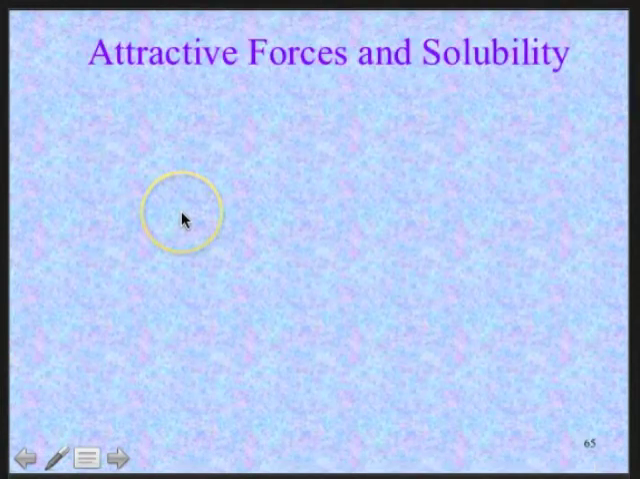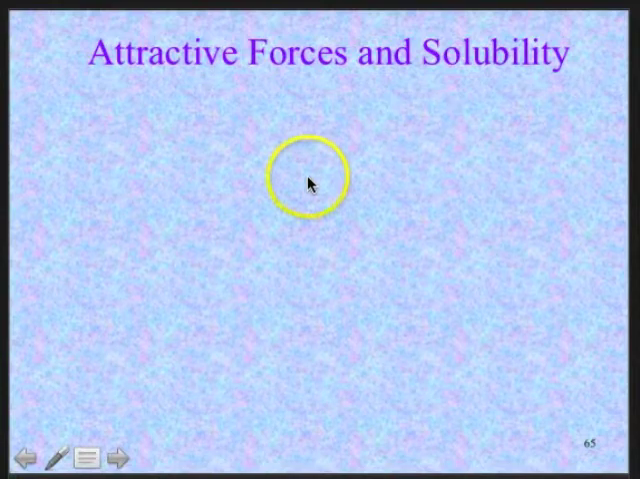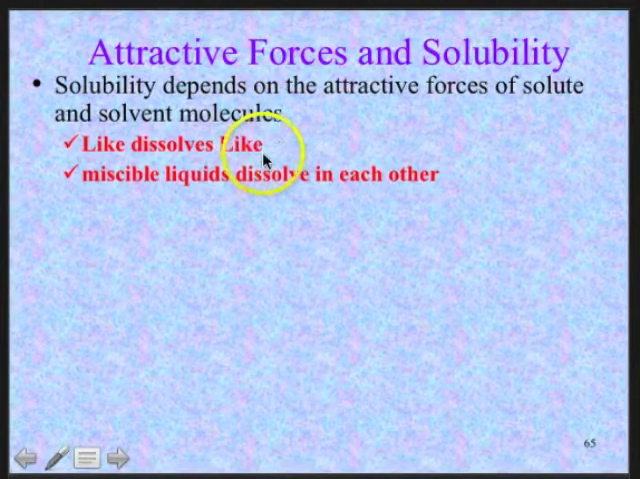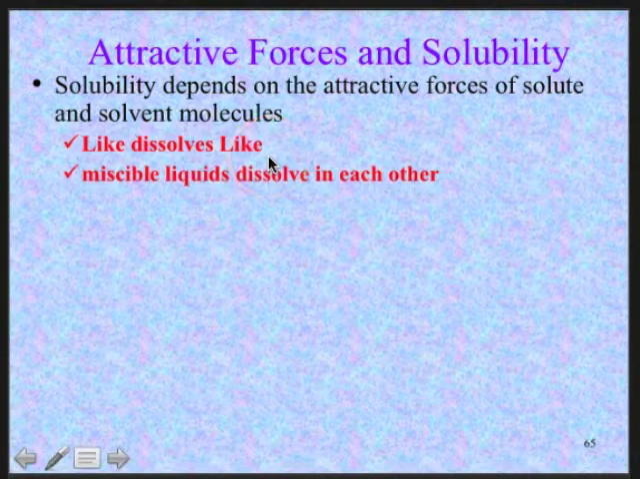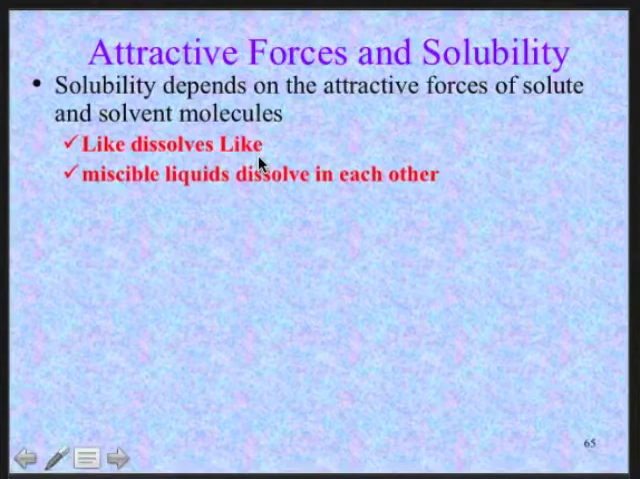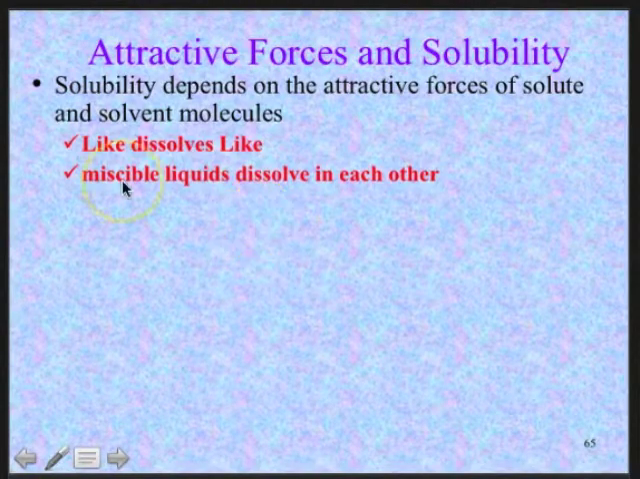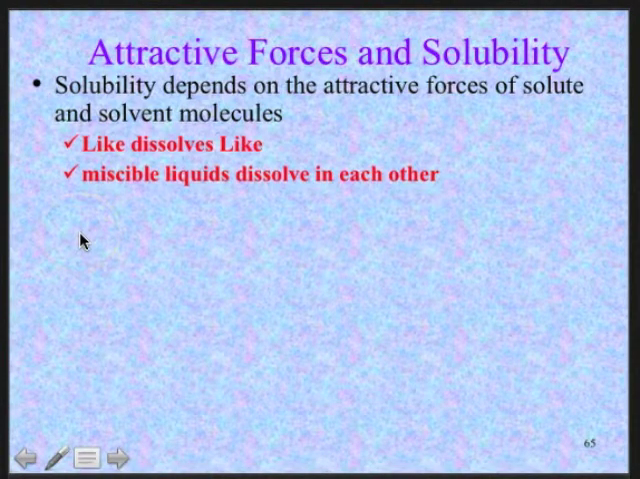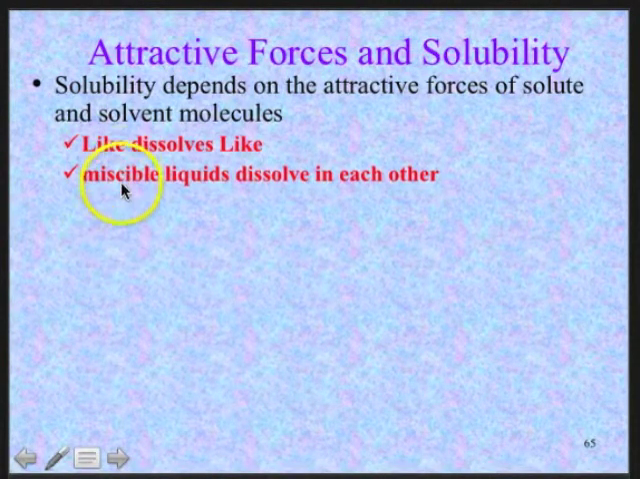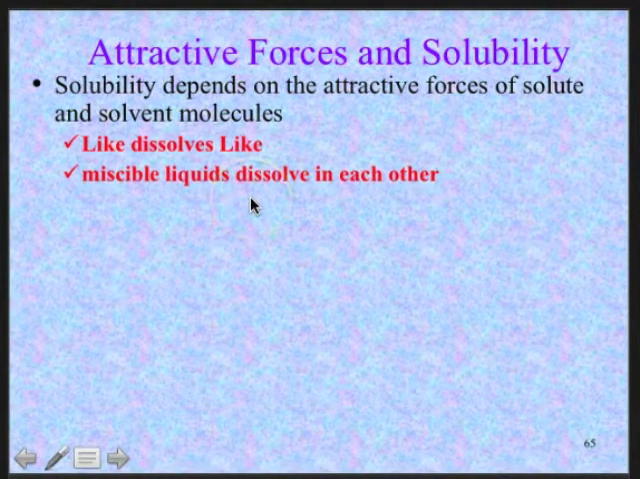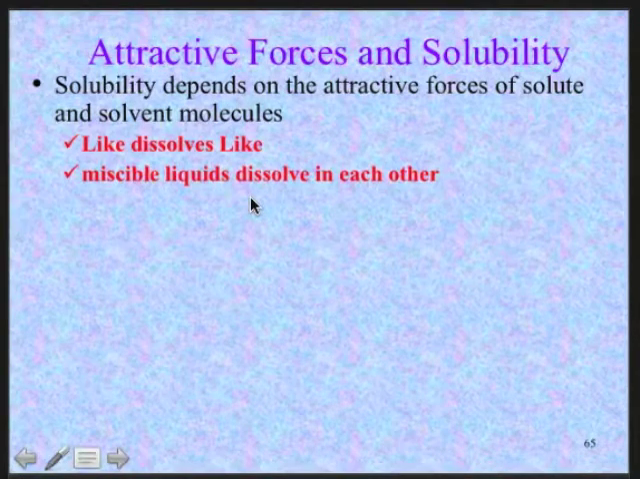Now, let's talk about attractive forces and solubility. Solubility depends on the attractive forces of solute and solvent molecules. And the little mnemonic is that like dissolves like, which means substances with similar polarities dissolve in each other. When two liquids are soluble, there's no boundary line when they are mixed, and they're said to be miscible. They dissolve in each other. And you can be assured that they have similar polarities.